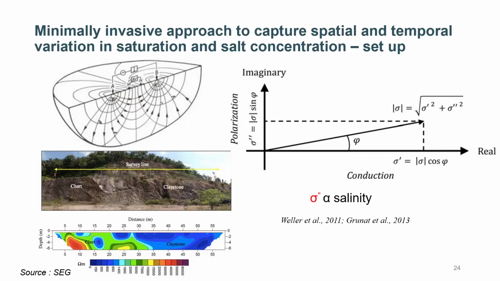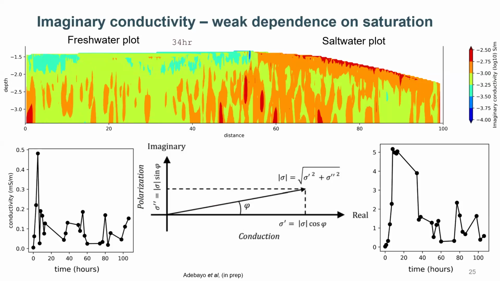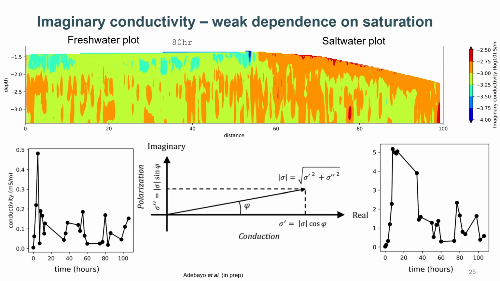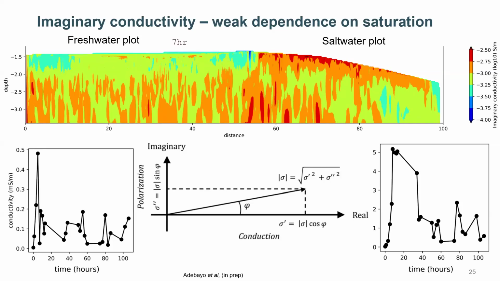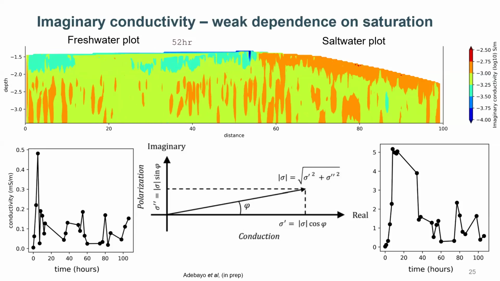That makes us invoke the petrophysical relationship that we already know. Weller et al. have told us in the literature that imaginary conductivity is affected by salinity. So we wanted to invoke that same relationship, but look at the imaginary conductivity to see if it tells us something. What I showed you before was the real conductivity. Now we are looking at imaginary conductivity, which is nothing but polarization.